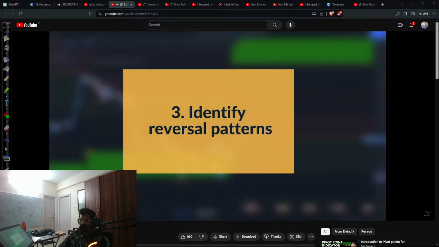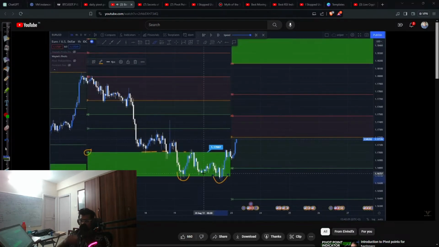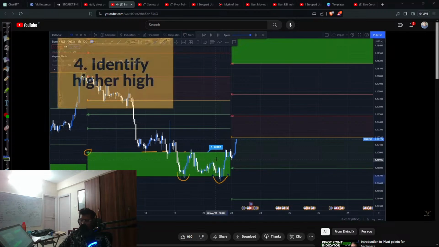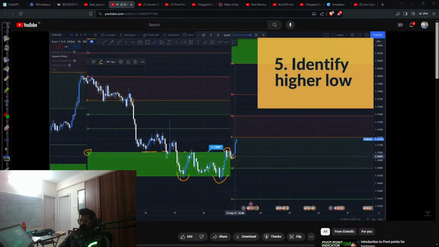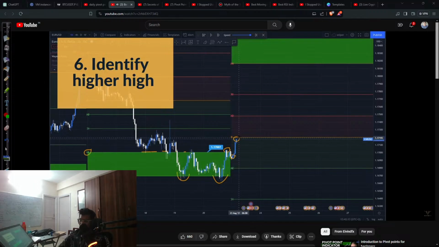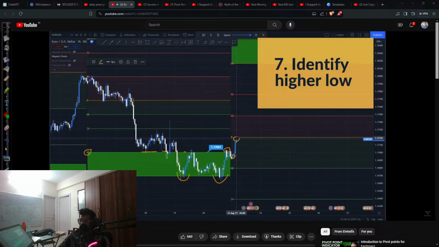I want to look for double bottoms. This is a triple bottom. Now I then need to have a higher high. I identify this here. I need to have a higher low. This is here. I need to have a higher high. And then I need to look for support.